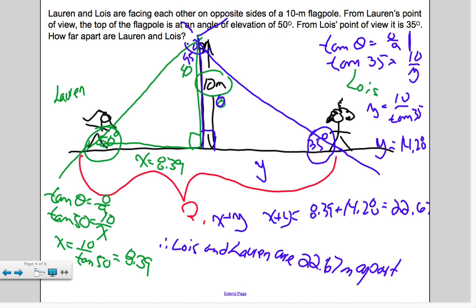Okay? So the hard part really was drawing that diagram. Just seeing where's Lauren, where's Lois, what are we talking about? So all I'm saying is I appreciate you guys saying that, yeah, the words are confusing. That's why it's important to draw a diagram. Math or worse is something visual that we can see.